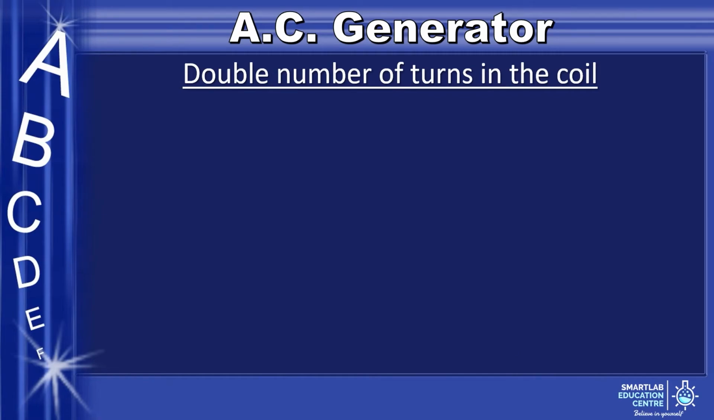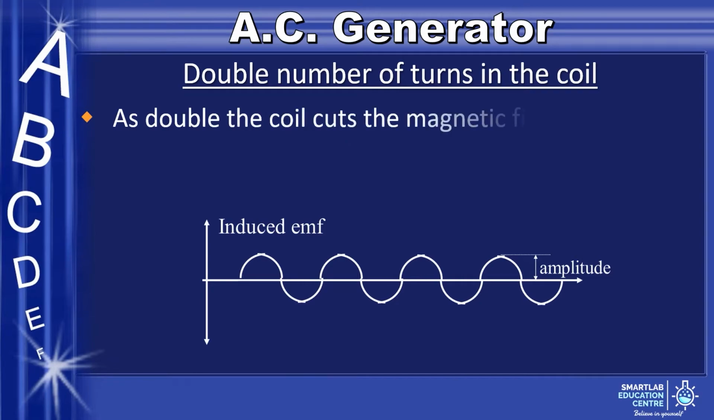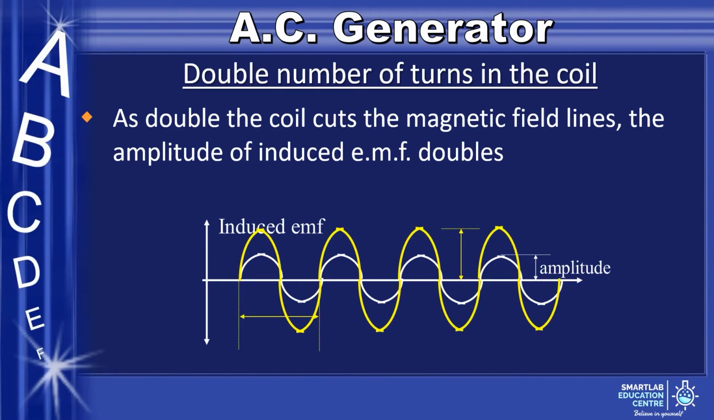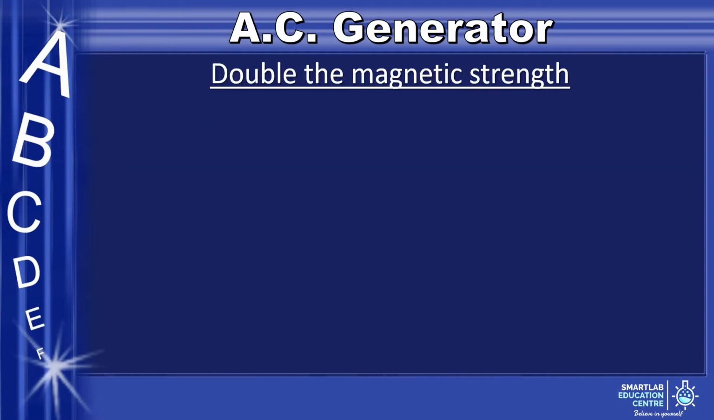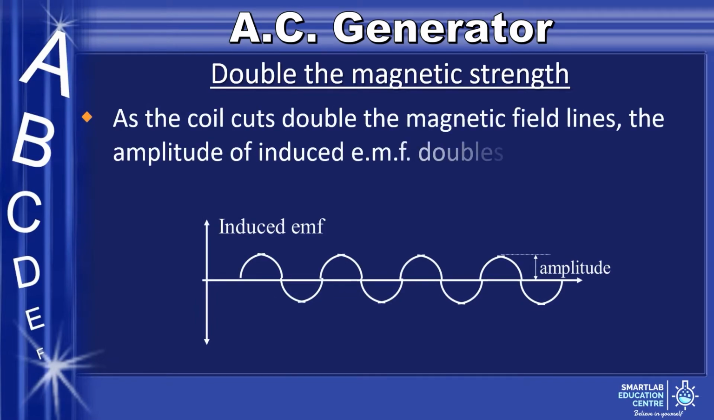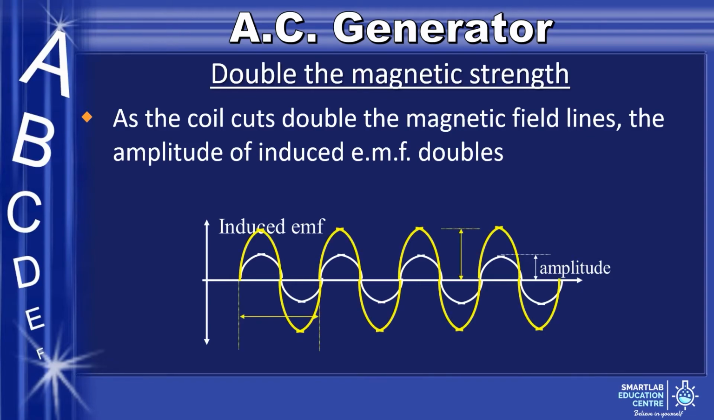In addition, we can also double the number of turns in the coil. More coils will cut the magnetic field lines, suggesting that the change in magnetic flux will double. Hence, the amplitude of the induced EMF is as shown. Next, increase the magnetic field strength. This increases the number of magnetic field lines from the magnet, resulting in more magnetic field lines being cut by the coil. Hence, the rate of change in magnetic flux increases, resulting in the graph being as shown.